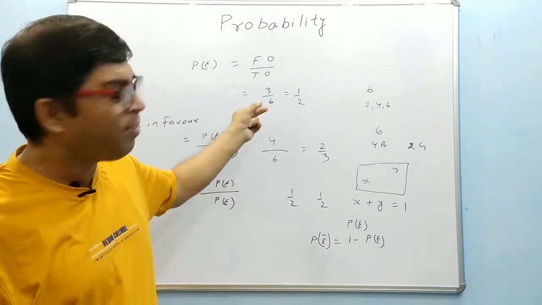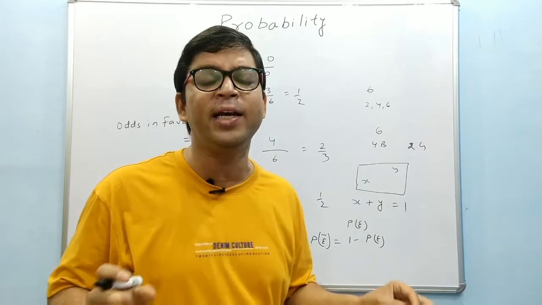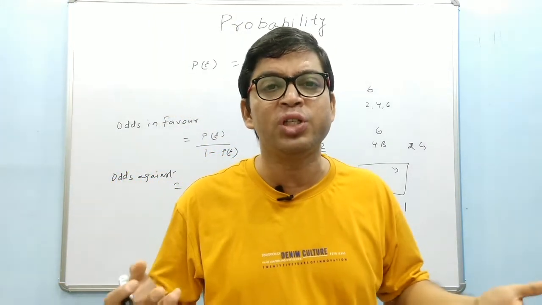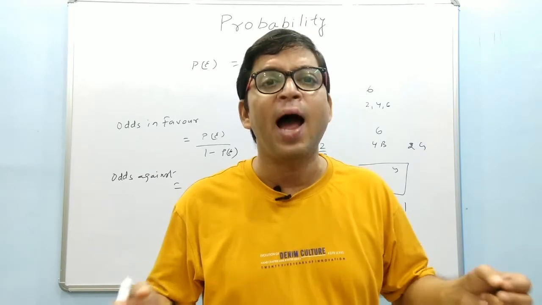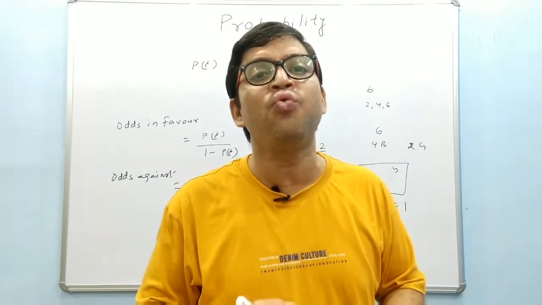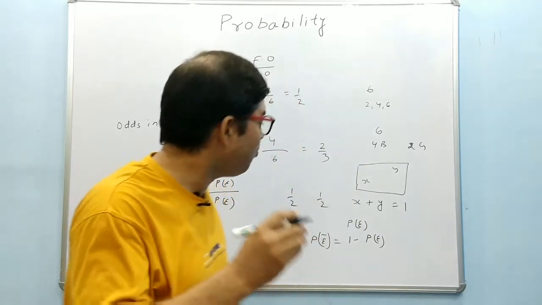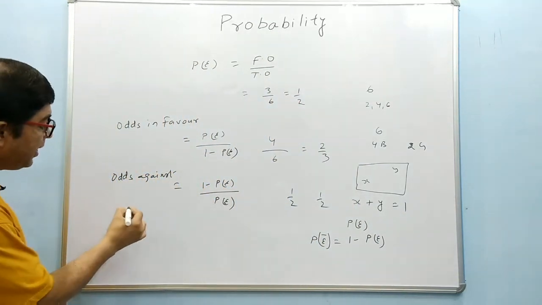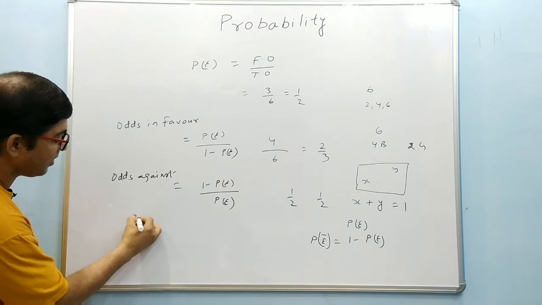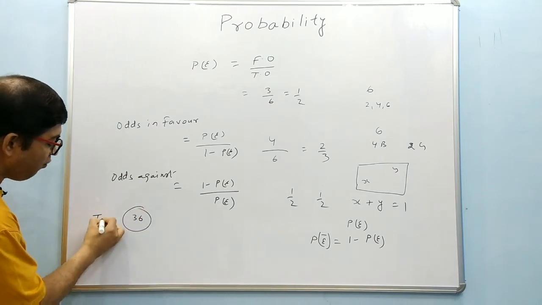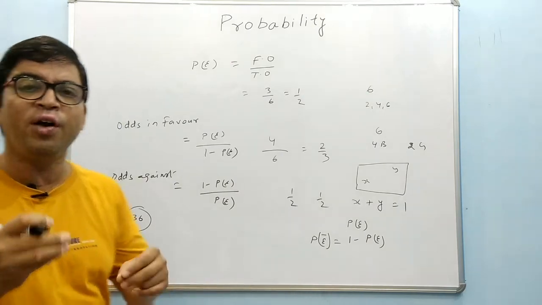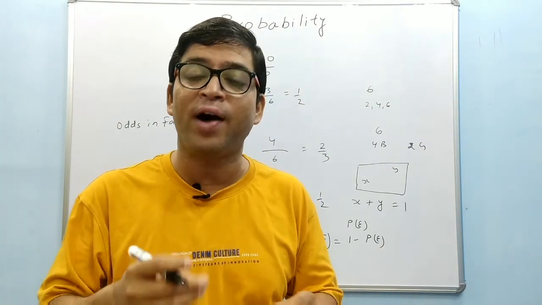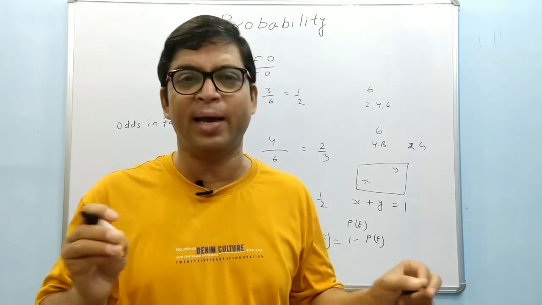The basic problems for finding the probability: you just see what the total outcome is and what you want is the favorable outcome. Suppose 2 dice are thrown. What is the total outcome? It is coming out to be 36. Firstly, just go for finding the total outcome and then go for finding the favorable outcome in all types of questions.